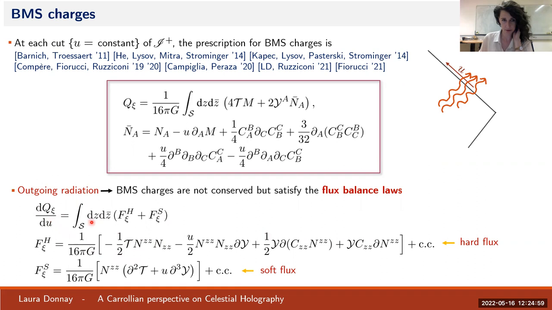And you can split this flux into what people have been calling the hard flux, which is quadratic in the news tensor and the shear, versus the so-called soft flux, which, as you see here, is linear in the gravity solution space. The precise split between these two is again a subtle story, but the main message I want to convey is that these charges are non-conserved because of the presence of fluxes.